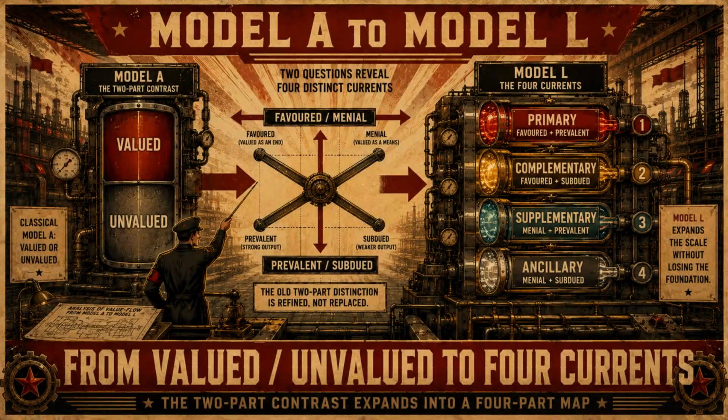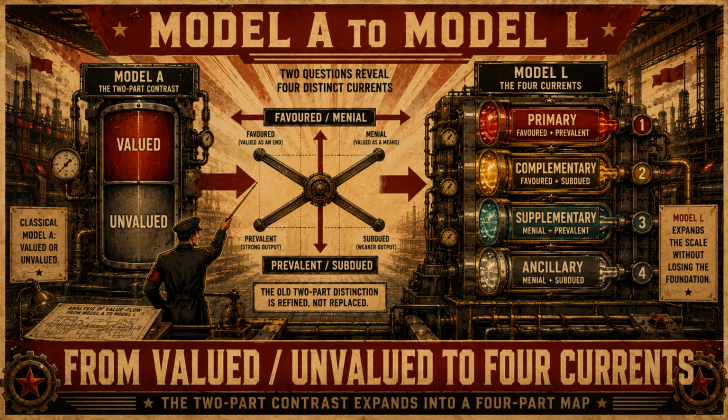In classical Model A, we are used to speaking about valued and unvalued functions. Valued functions are not just useful, they are the aspects a type tends to lean into as meaningful in their own right. Unvalued functions may still be used, sometimes very skillfully, but they are usually treated more as tools, supports, or means to something else. Model L keeps that distinction, but it makes it more precise.